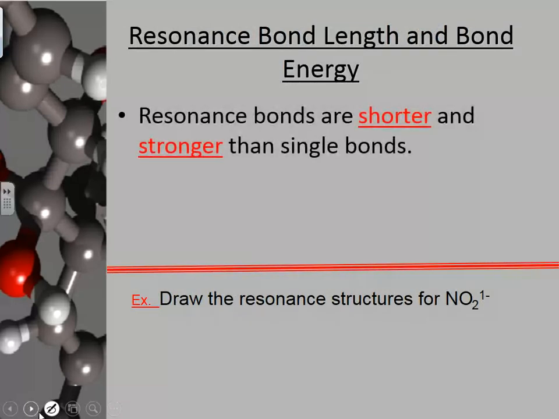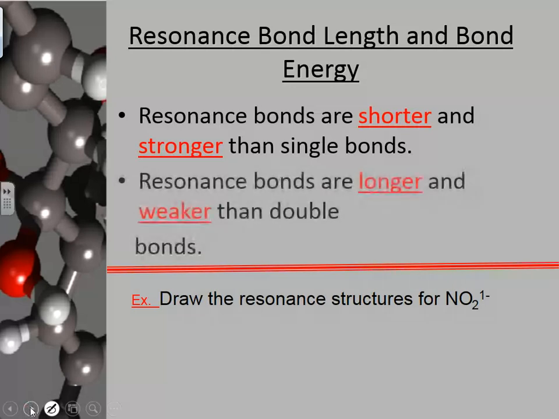So how does resonance tie into bond length and bond energy? Well, resonance bonds are shorter and stronger than single bonds, but they are longer and weaker than double bonds. As I said, they're somewhere in between. So I want you to practice drawing a resonance structure for the nitrite ion. Pause the video and then pick up and check your answer. I'm going to go ahead and draw mine because I'm short on time with my video here. It's going to cut me off, I'm afraid.